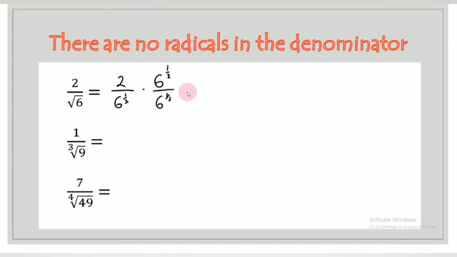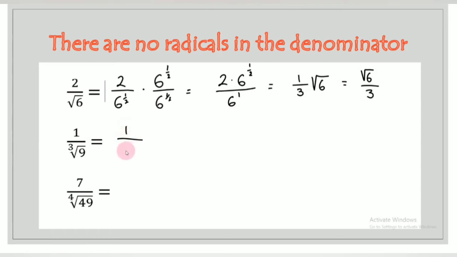I use this 6 to the half power, so the denominator has a power with an integer exponent. So in the end, I can simplify it into 1/3 times square root of 6, or square root of 6 over 3. So we have gotten rid of the radicals in the denominator.